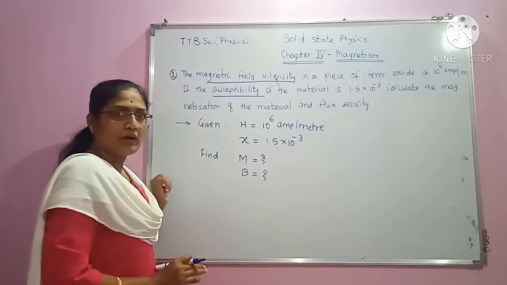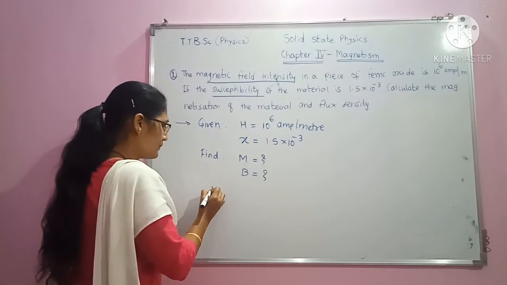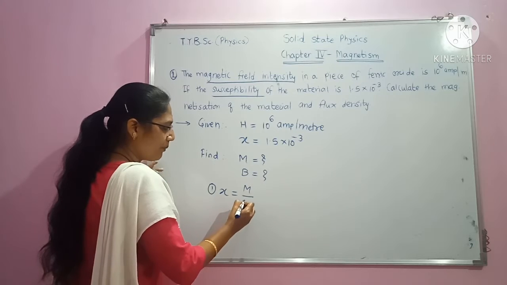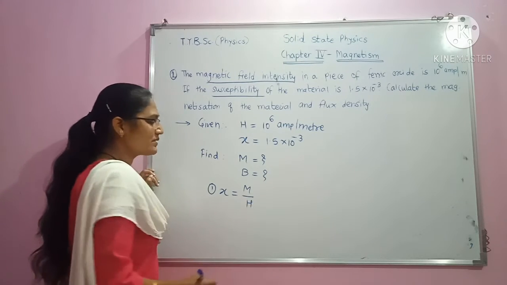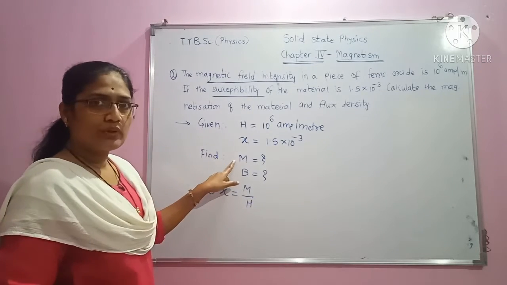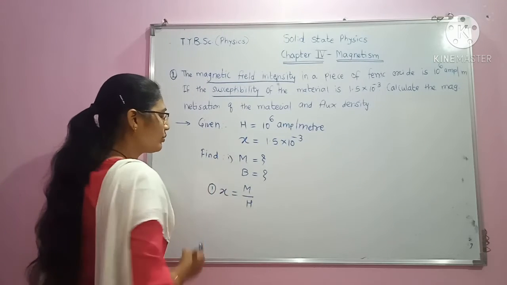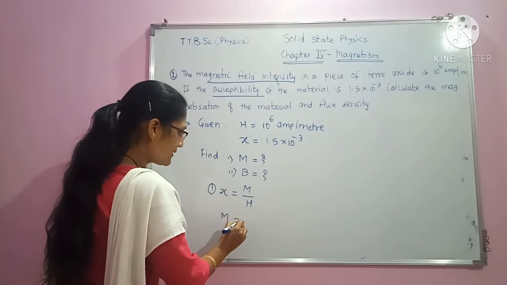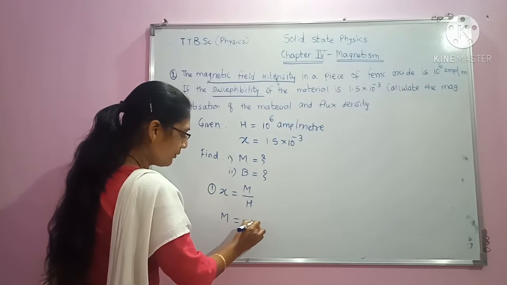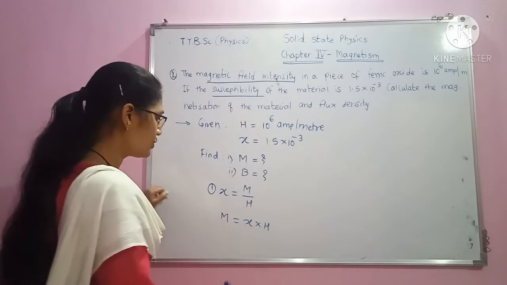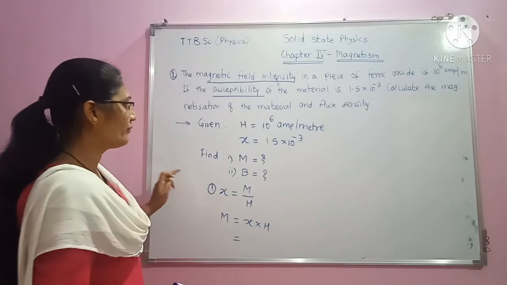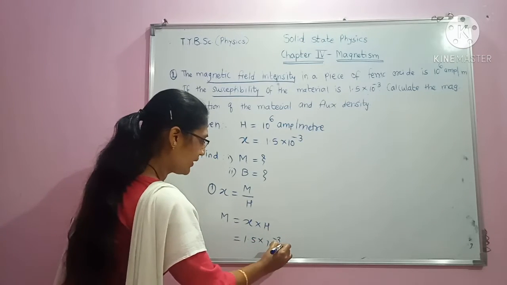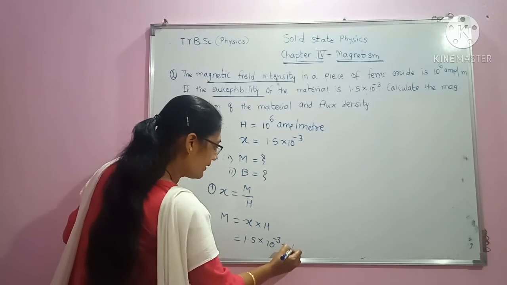We will recall the formulas we have learned in this chapter. First, susceptibility is given as the ratio of magnetization produced upon applied magnetic field, H. In the first part we have to calculate M. So in order to calculate M, our formula becomes M is equal to susceptibility into applied magnetic field. Substituting the values, susceptibility is 1.5 into 10 raised to minus 3, into the value of H, 10 raised to 6.